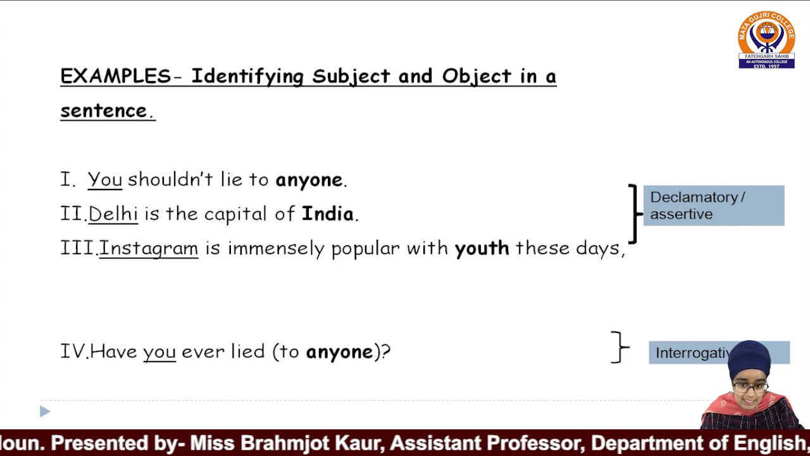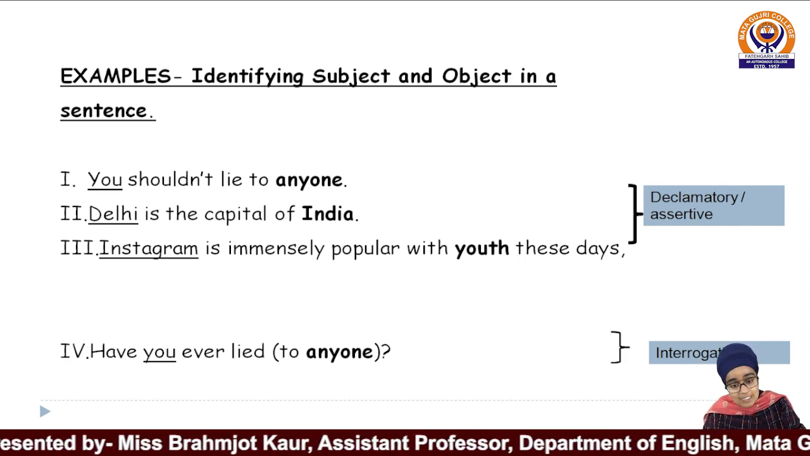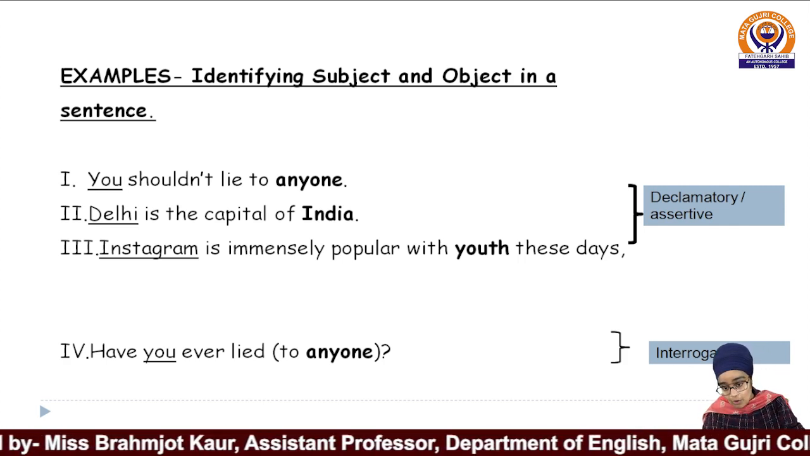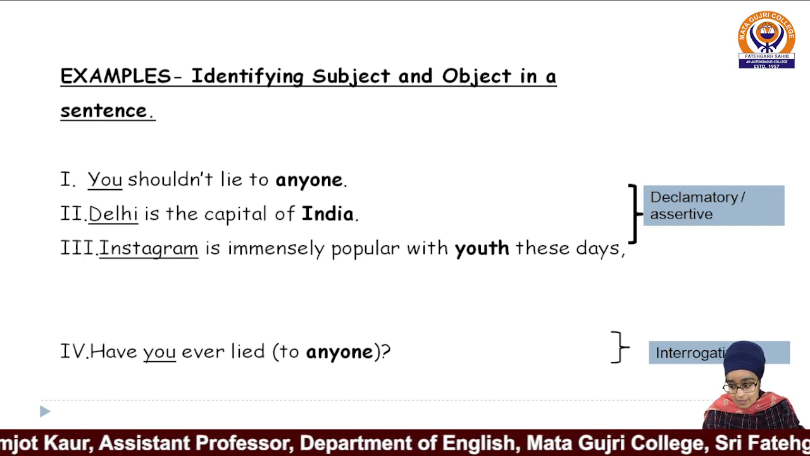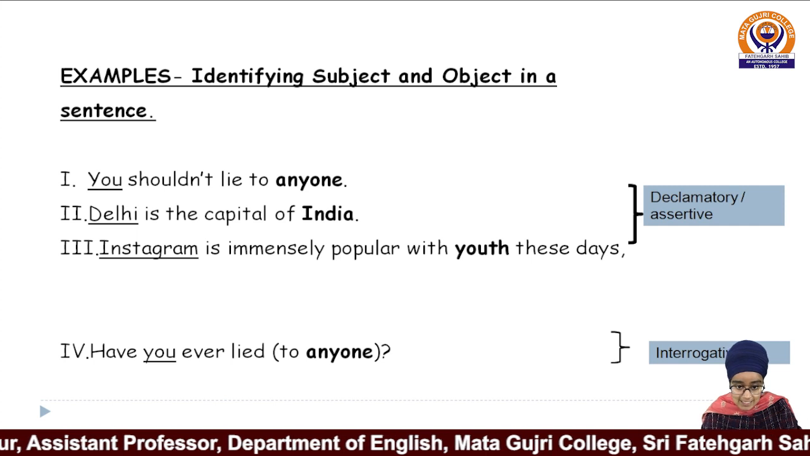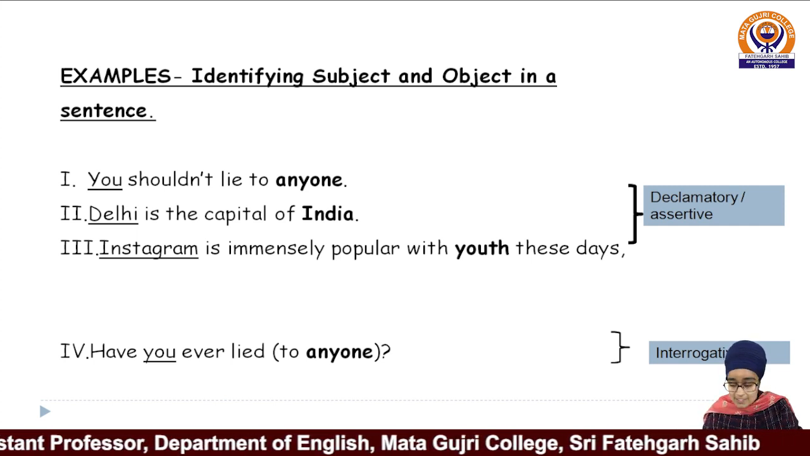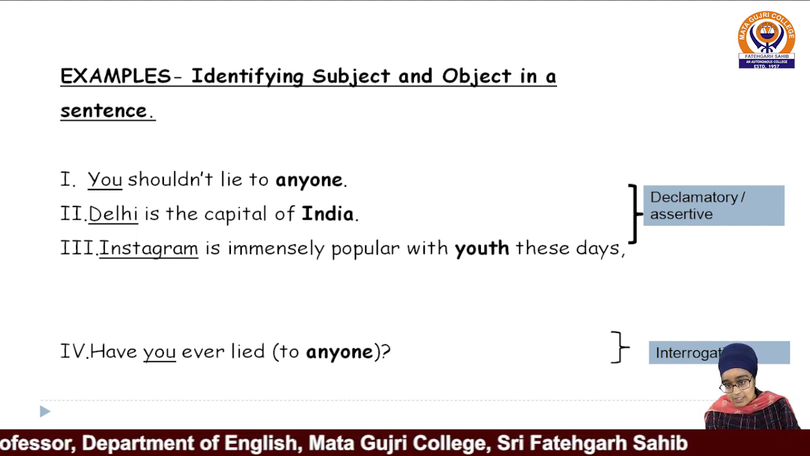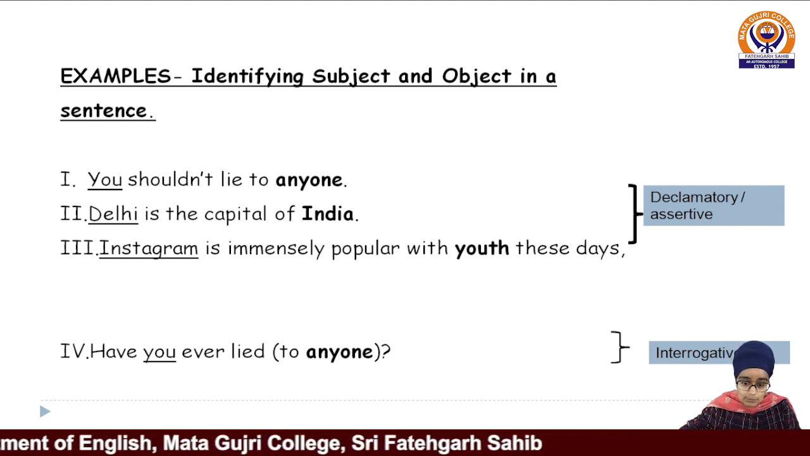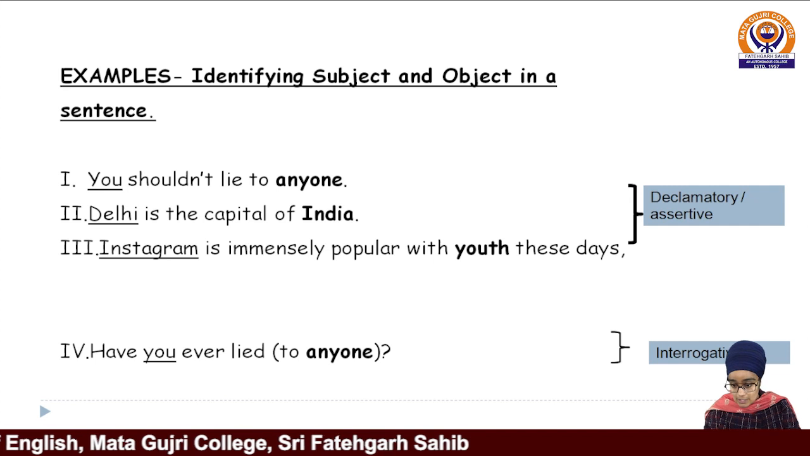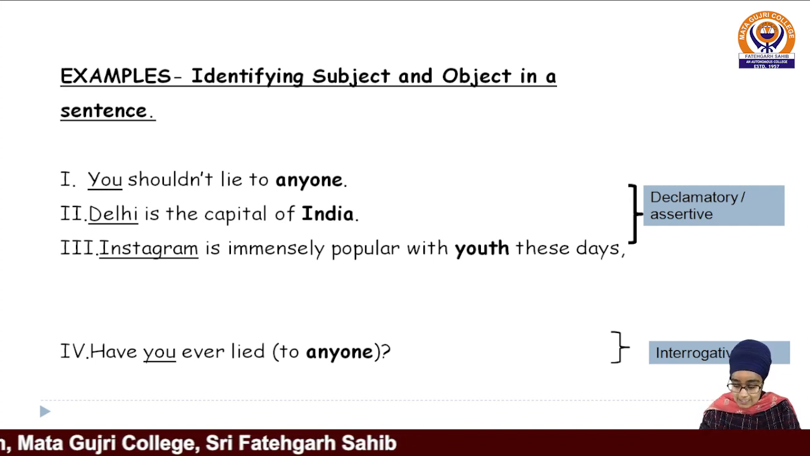Now, coming to a few examples which will make clear to you the distinction between the subject and the object. Through these examples, it will also become clear to you the four basic kinds of sentences that we use in English. First, the declamatory or assertive kind of sentences. In declamatory sentences, you put forth a point of view. You are making a statement. You assert something. You state something.